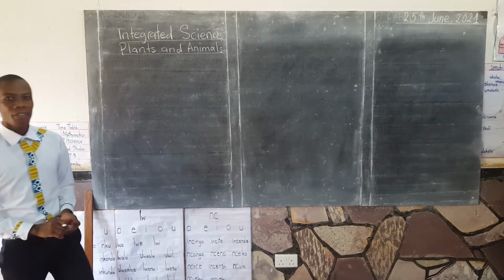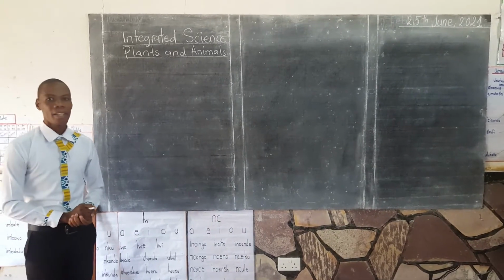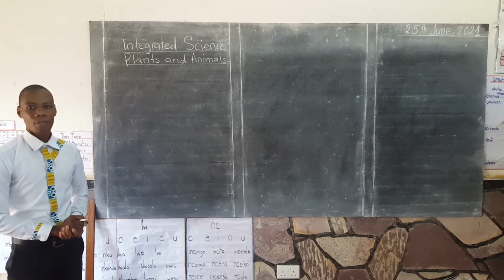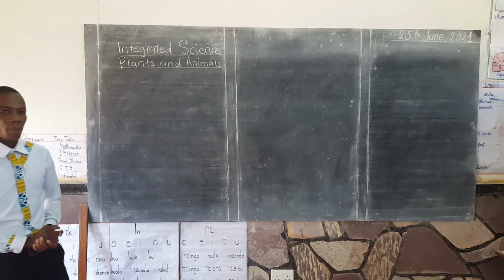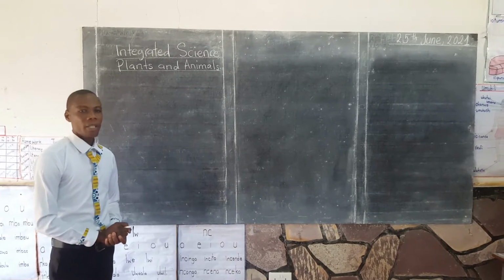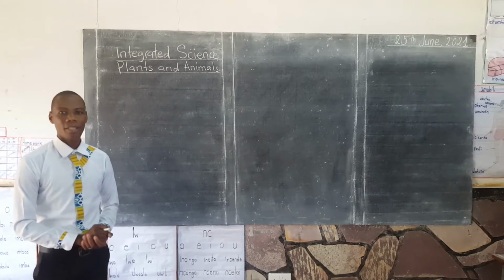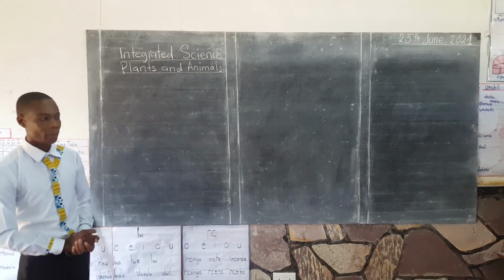I will be taking grade 5s in integrated science today, and in integrated science we are looking at plants and animals. Before I go into what I want us to discuss today, I would want us first of all to look at what we discussed last time when we met in class.